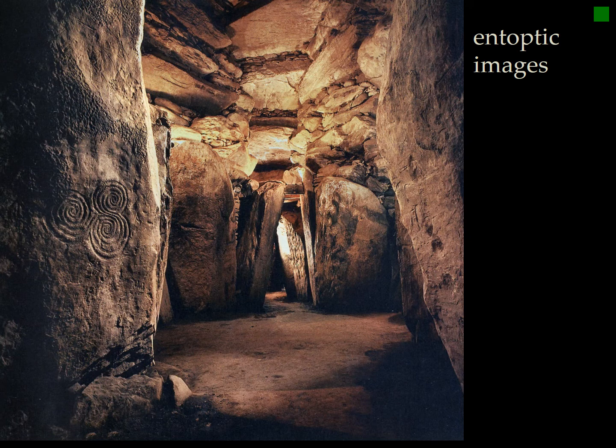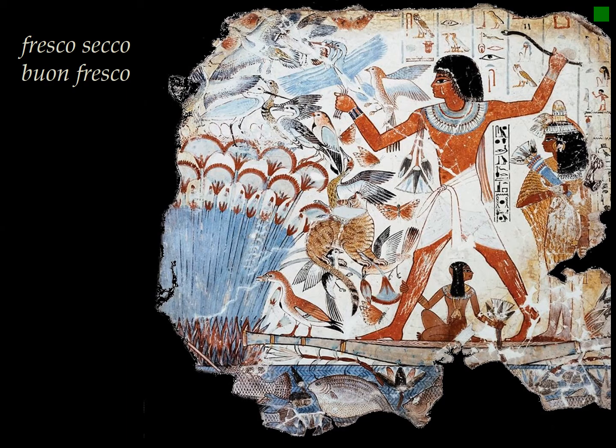Commonly found in burials in the Neolithic period, entoptic images are hallucinogenic images that are going to prepare us or transition us from the land of the living to the land of the dead. They often include spirals and other hallucinogenic and or entoptic forms.